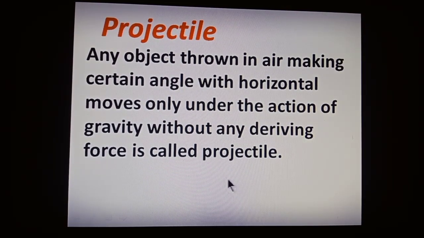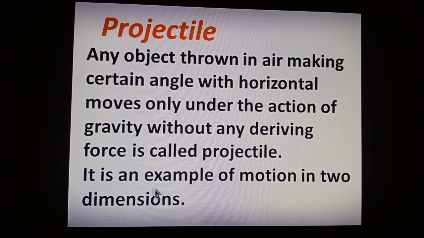Students, a projectile motion is an example of motion in two dimensions. When we kick a ball, when we hit a ball, or when we fire a bullet from the surface of earth making certain angle with the horizontal, all these are the examples of projectile motion. Here we neglect the air resistance.